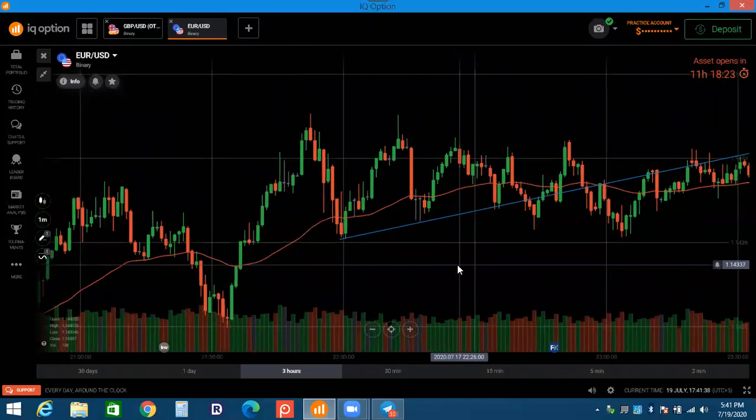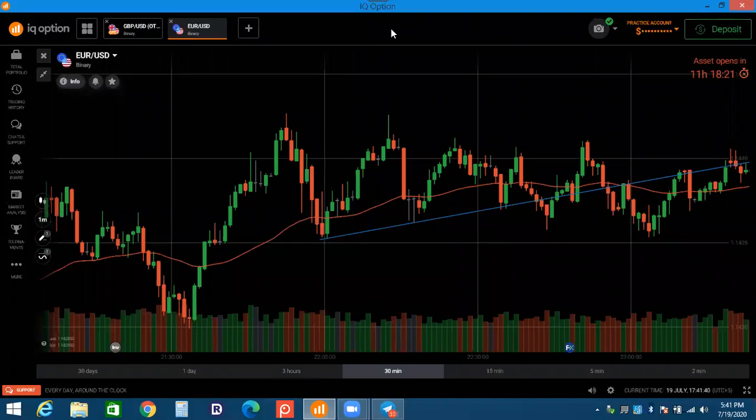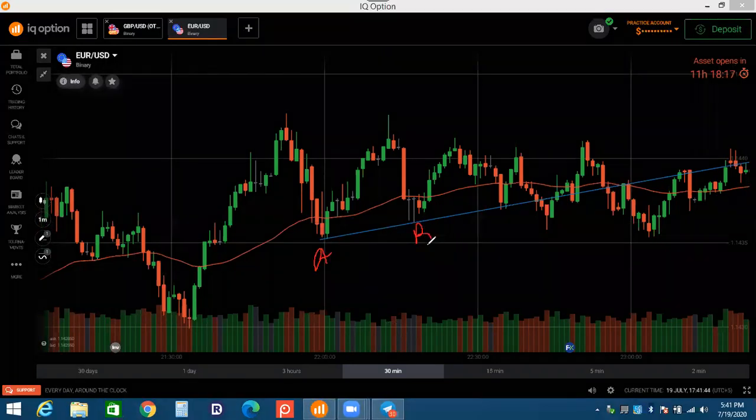So here, that is point A and that is point B. And at point C, I will see if the volume is increasing or decreasing compared to the previous bar.